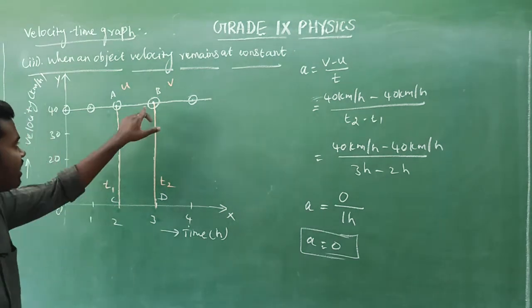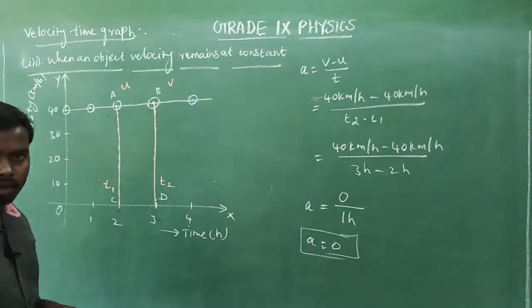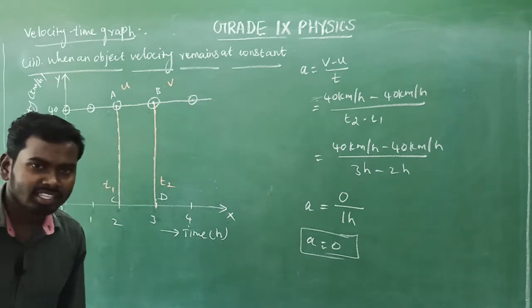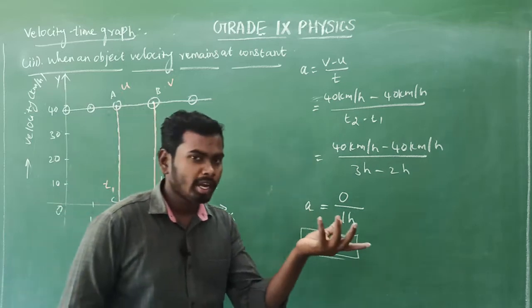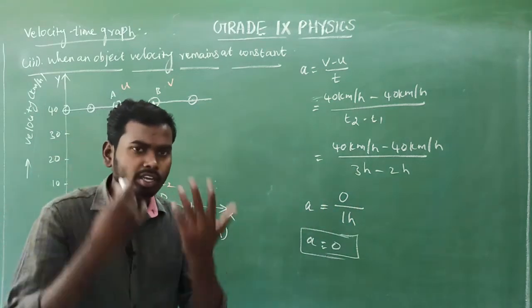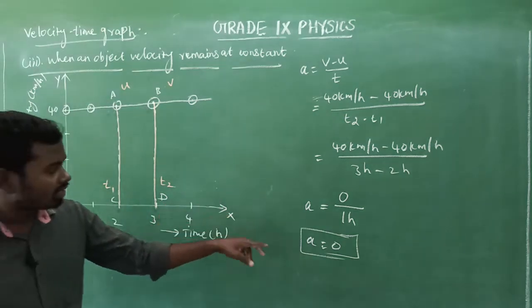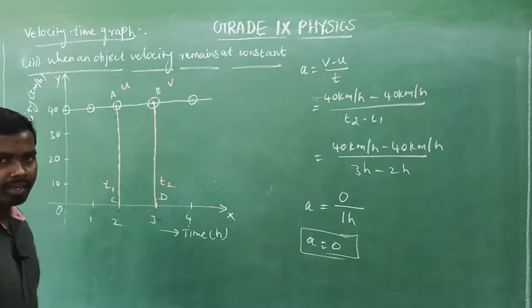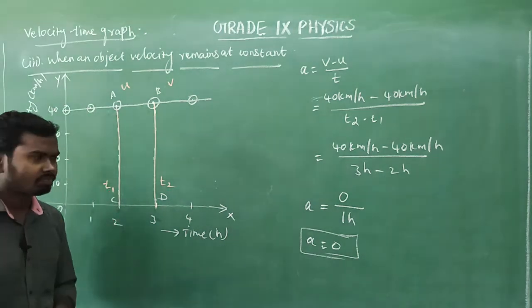Why? Because the initial velocity is 40 km per hour and the final velocity is also 40 km per hour. Final velocity minus initial velocity is acceleration. So 40 km per hour minus 40 km per hour is equal to 0. So the acceleration of the object is 0. Is it clear?